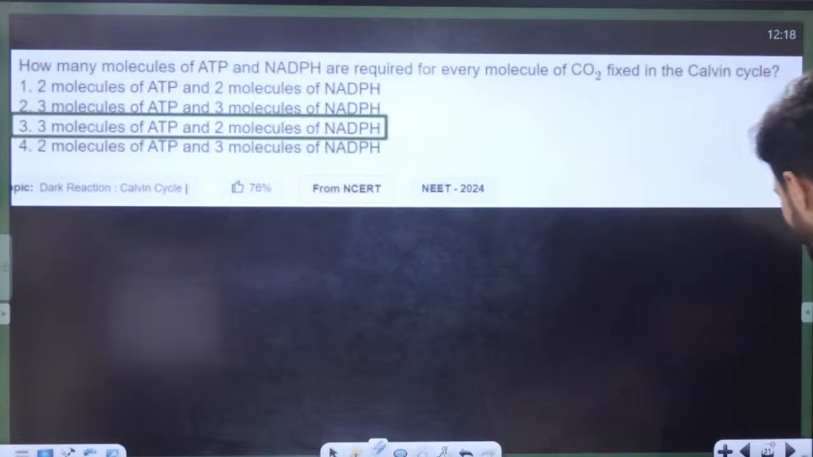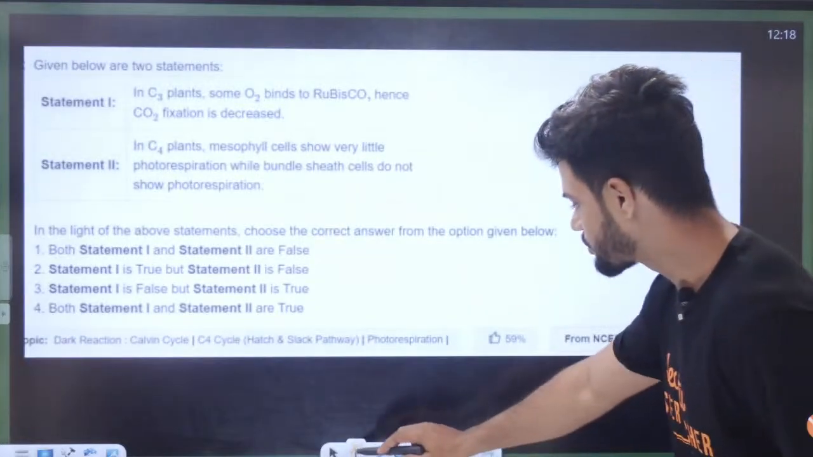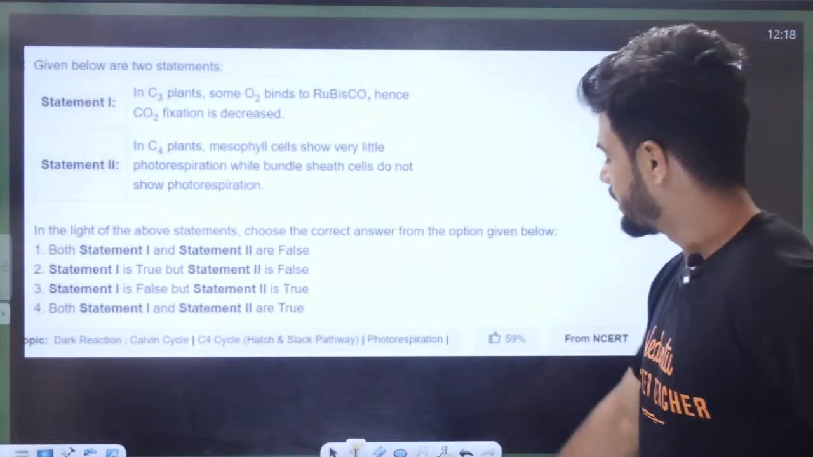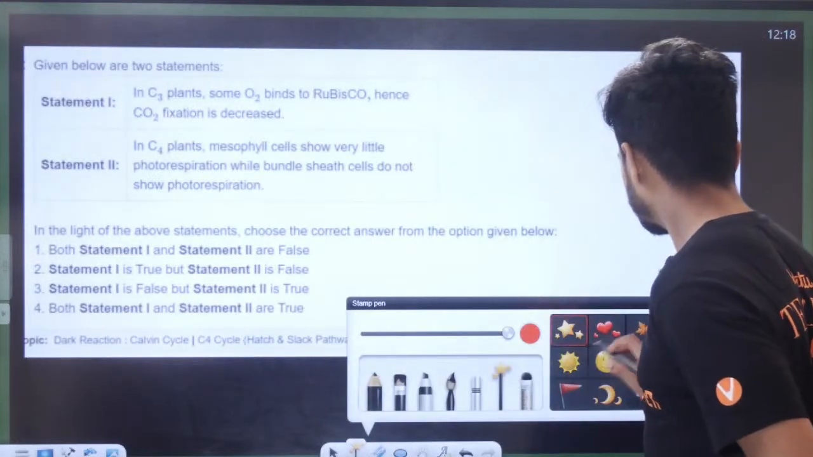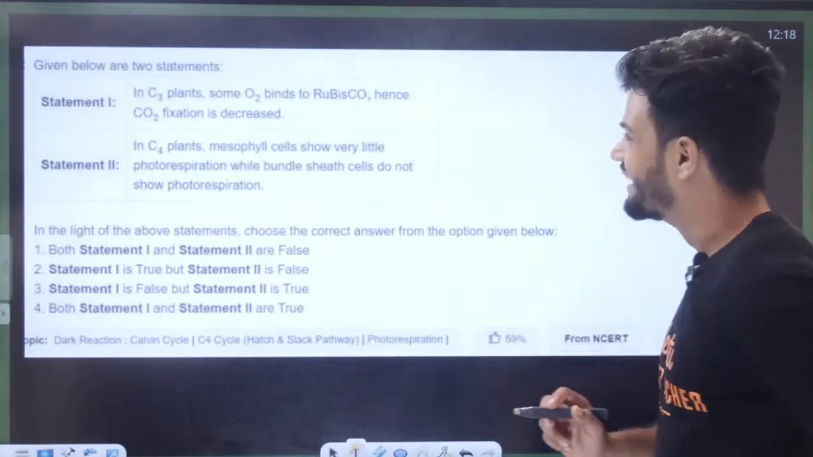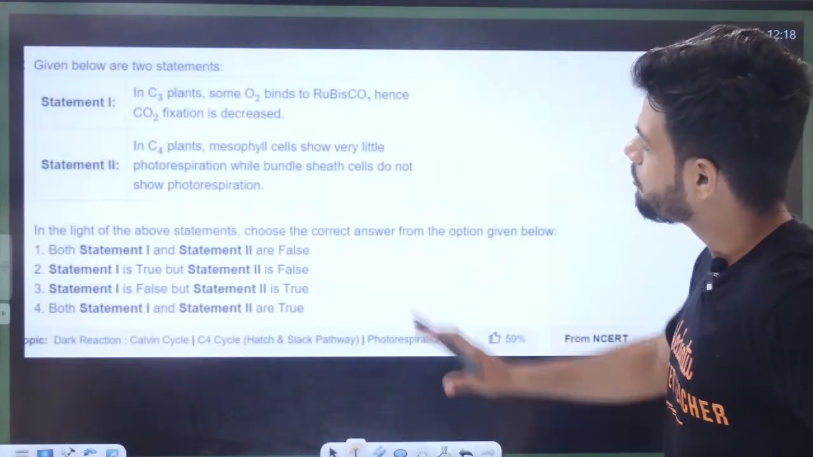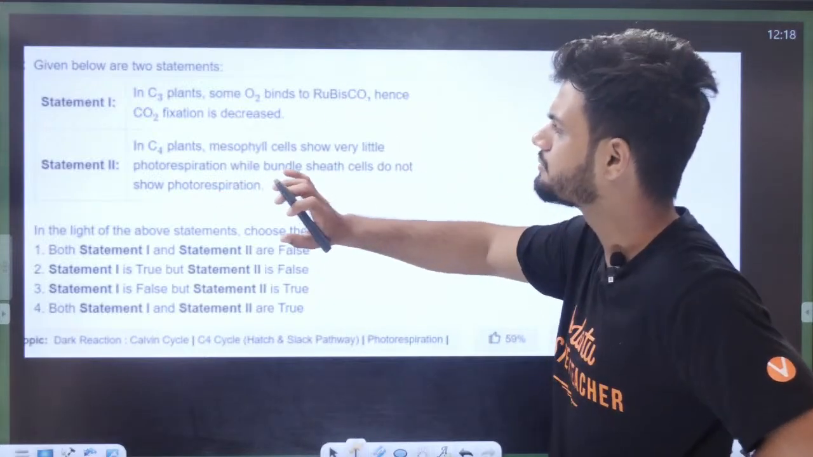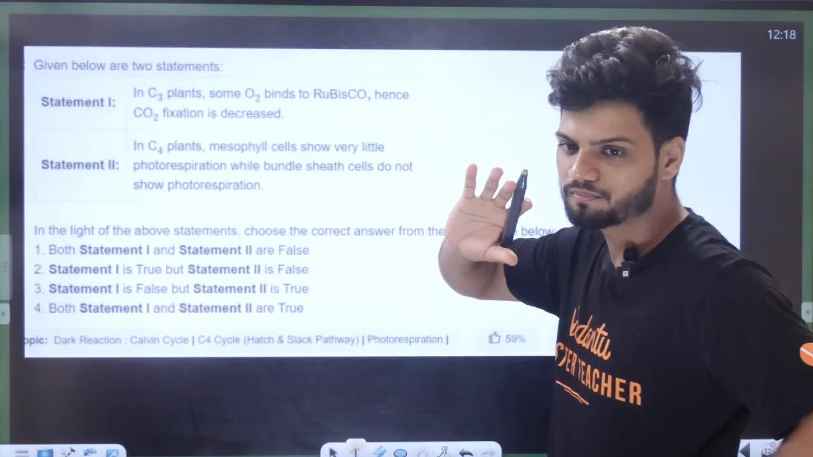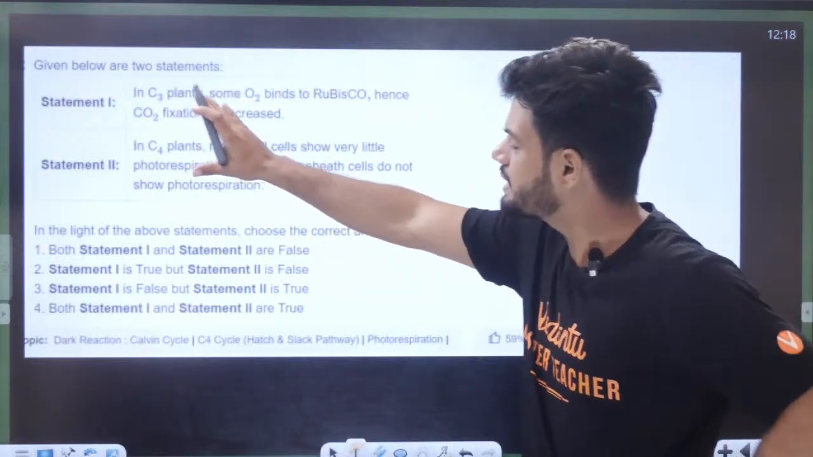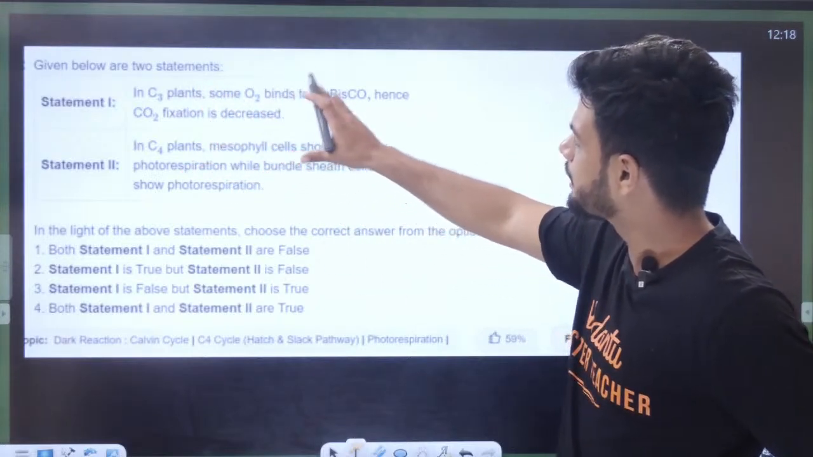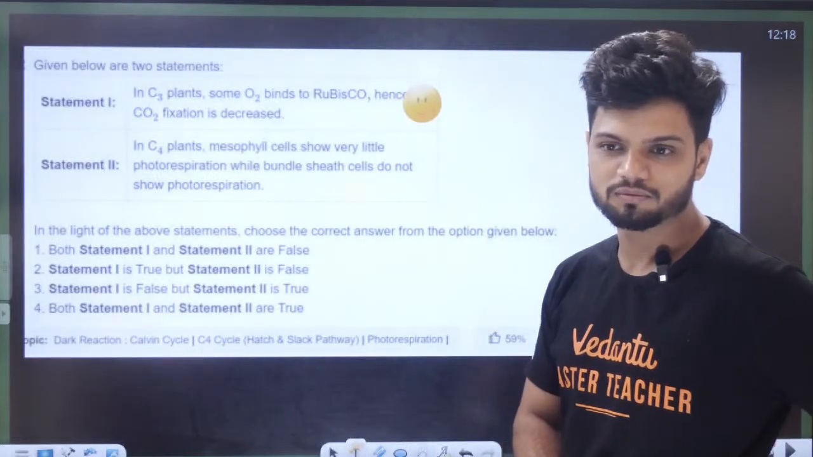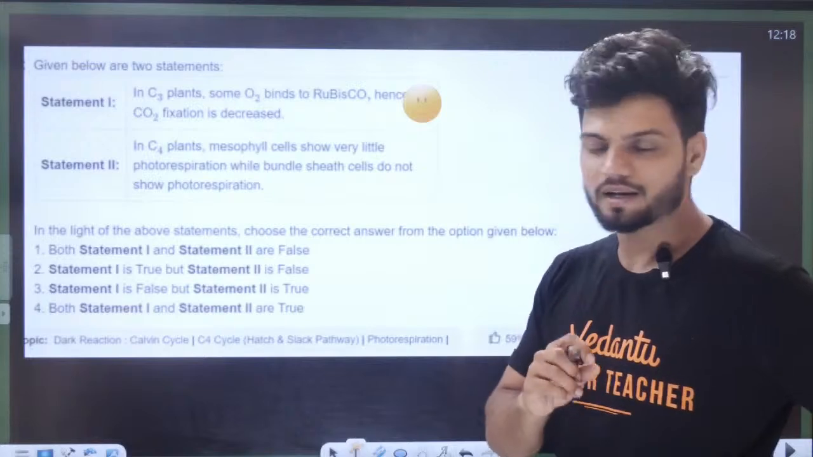Next question on the board. In C3 plants, some O2 binds with rubisco, hence CO2 fixation decreases. Yes or no? In some C3 plants, O2 binds to rubisco because of what? Because of photorespiration.